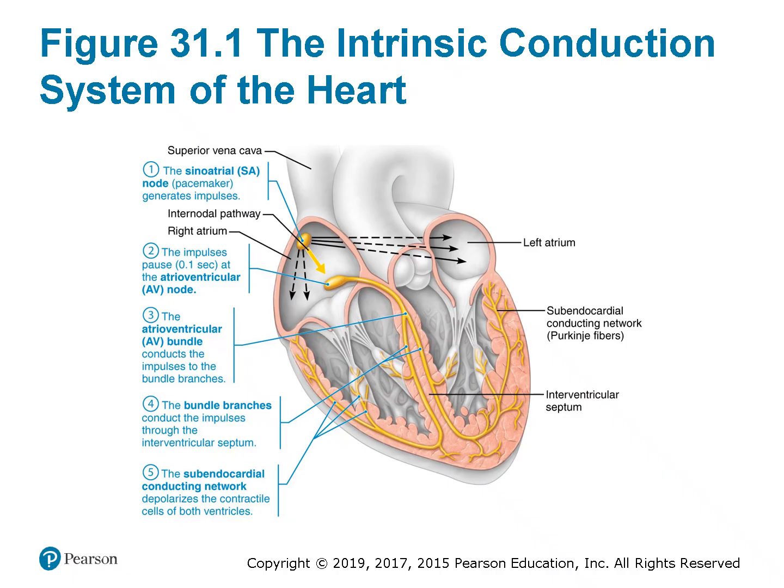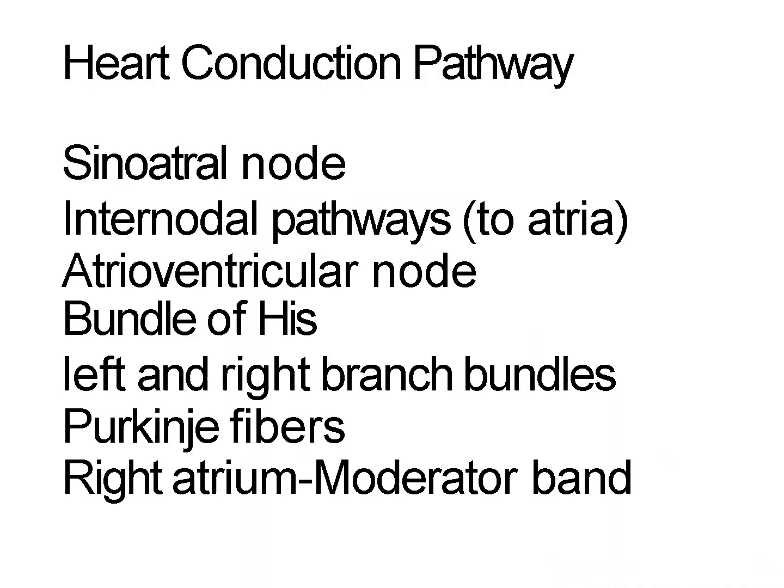From the AV node, impulses descend through the bundle of His, split into right and left bundle branches, and spread through Purkinje fibers, causing the ventricles to contract from the apex upward. This organized flow guarantees an efficient heartbeat. Let's review the pathway of electrical conduction through the heart.